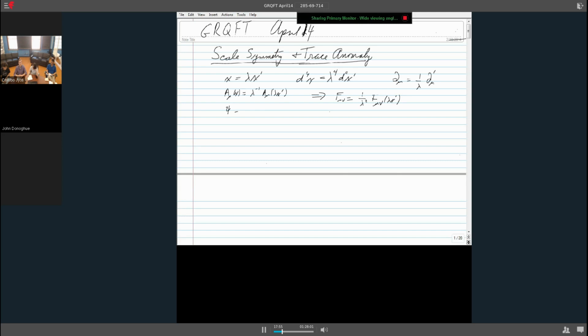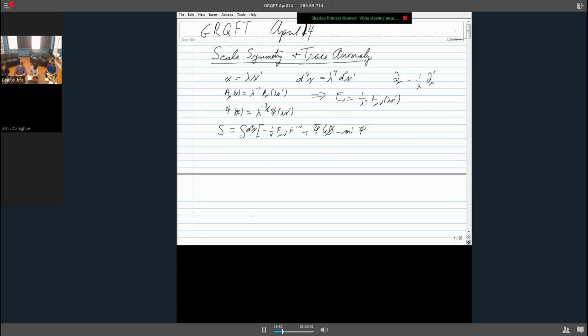And so F mu nu goes to 1 over lambda squared F mu nu of lambda x prime. One of the lambdas comes from the derivative, one comes from A. Okay. For fermions, the transformation is psi of x goes to lambda to the minus 3 halves psi of lambda x prime.